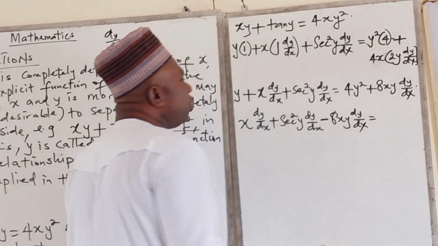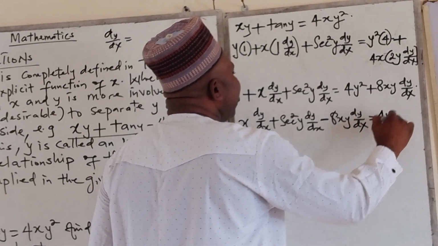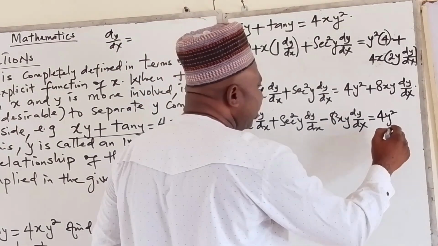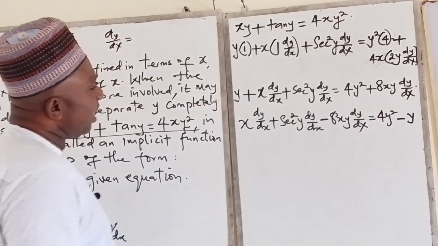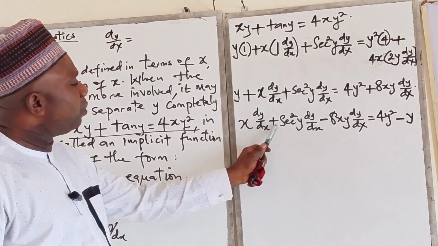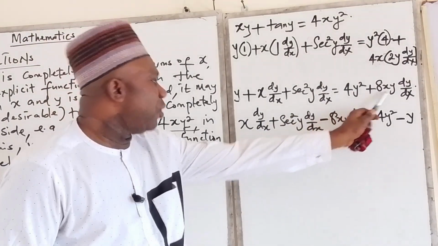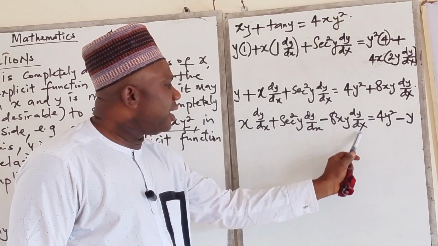Now this will be equal to 4y squared, and now we are taking this y plus y outside to the other side. So we have minus y. Yes, minus y. So here we have x dy/dx plus sec squared y dy/dx. Now bringing this plus inside, we have minus 8xy dy/dx.